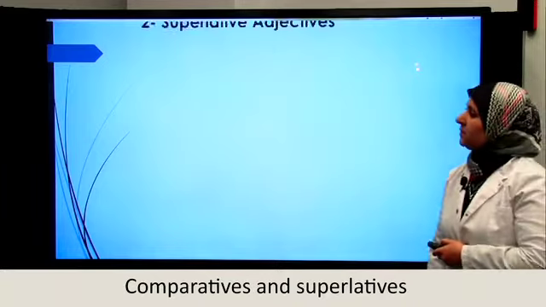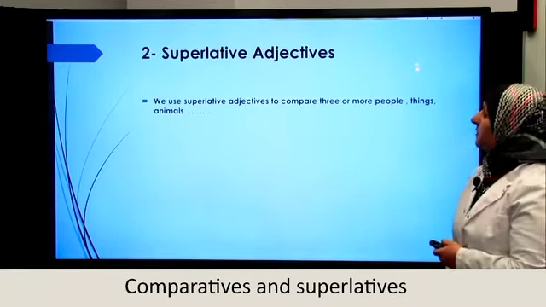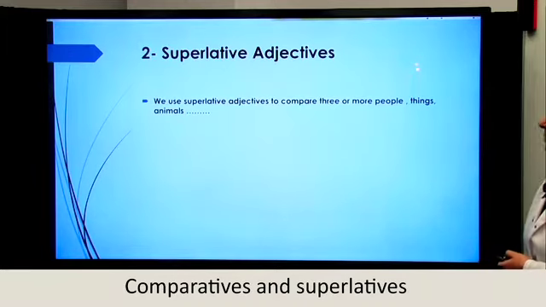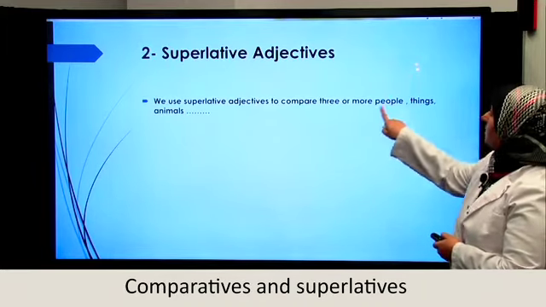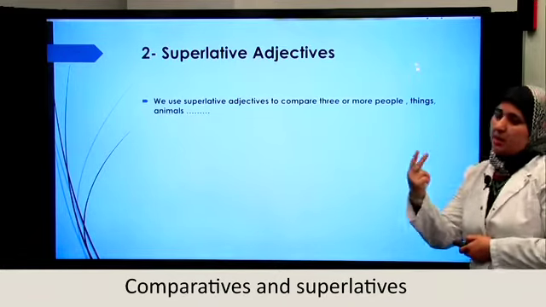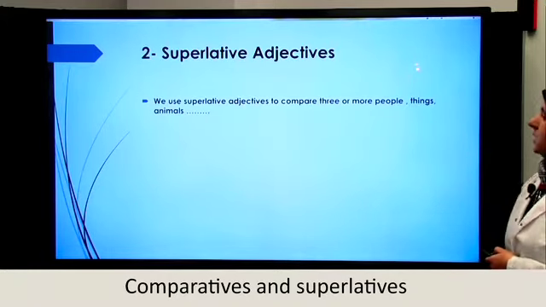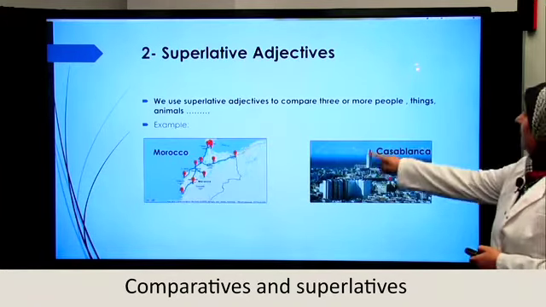Okay, now we move to superlative adjectives. Why do we use superlative? We use superlative adjectives to compare three or more people, things, and animals. In the comparative, we compare only two people or two things, but with the superlative, we can compare more than two. Let's go to Casablanca.